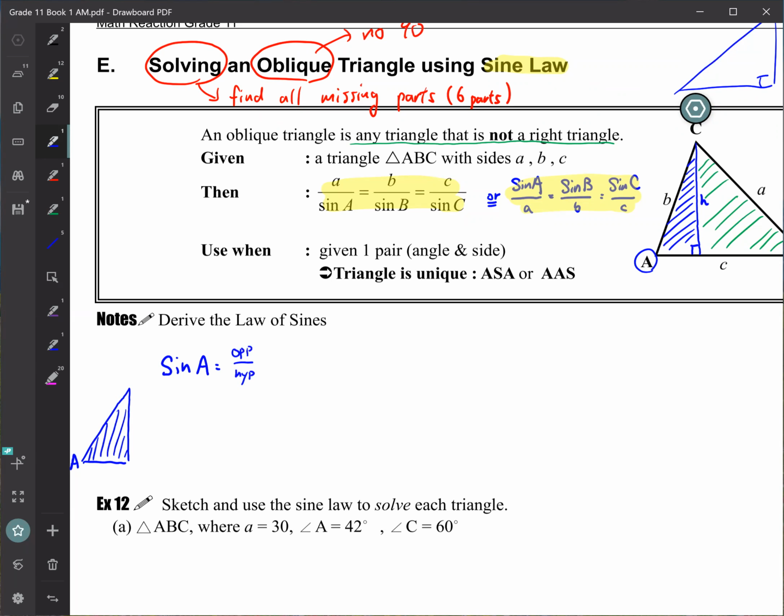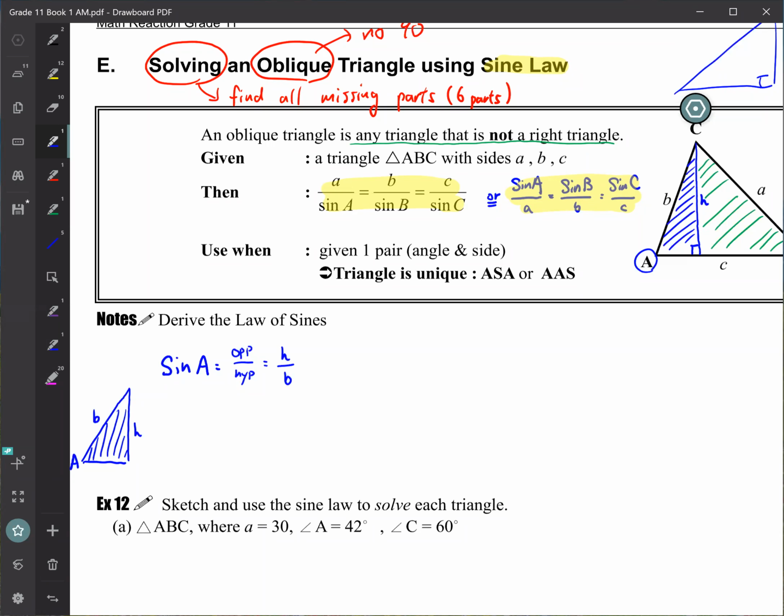Which letter for the blue triangle? Anyone? The height. The height, very good, okay? Opposite is the height. What about hypotenuse? B. B, yes, okay? So sine A in this picture, it will be H over B.